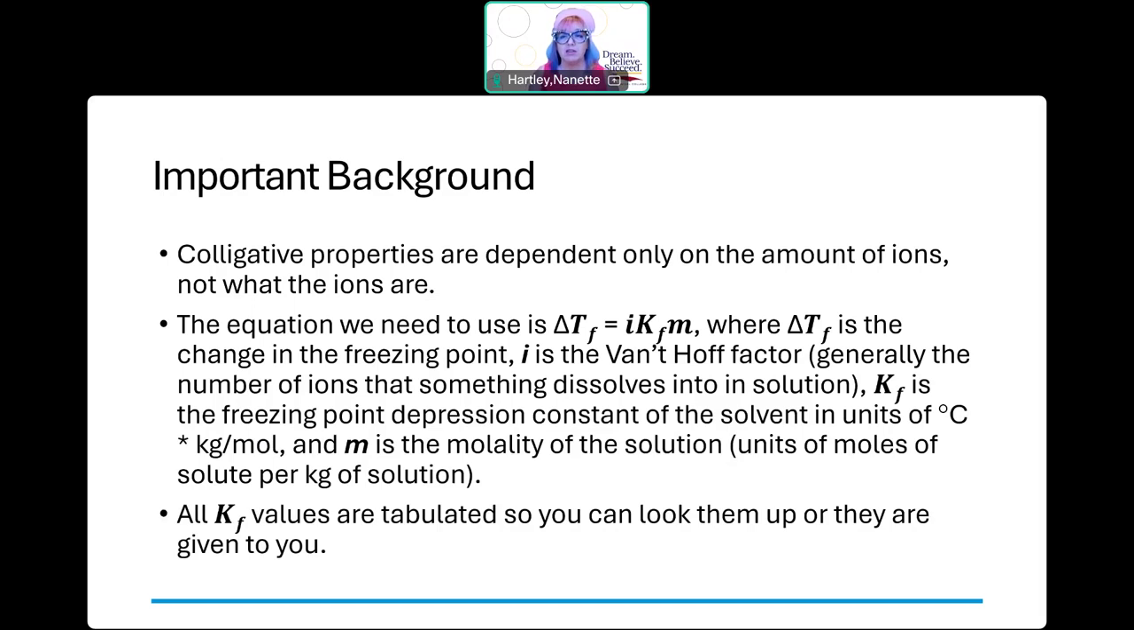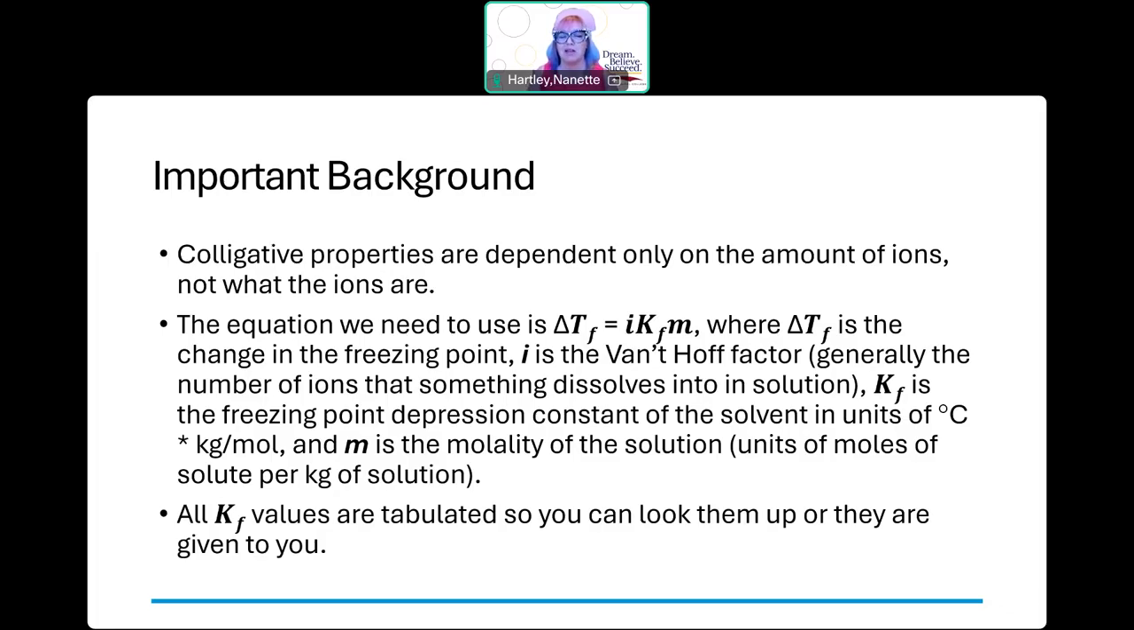And the equation we need to use to look at this is delta TF is equal to i Kf m, where delta TF is the change in the freezing point, i is the van't Hoff factor, generally the number of ions that something dissolves into in a solution, usually water. Kf is the freezing point depression constant of the solvent in units of degrees C times kilogram per mole. And m is the molality of the solution, units of moles of solute per kilogram of solvent. I apologize.